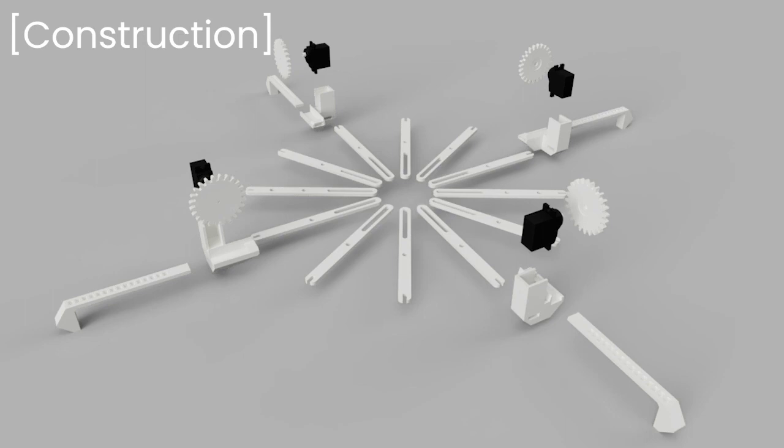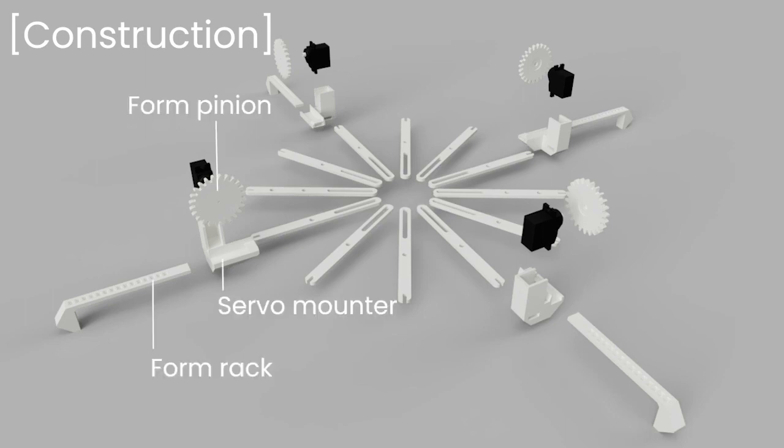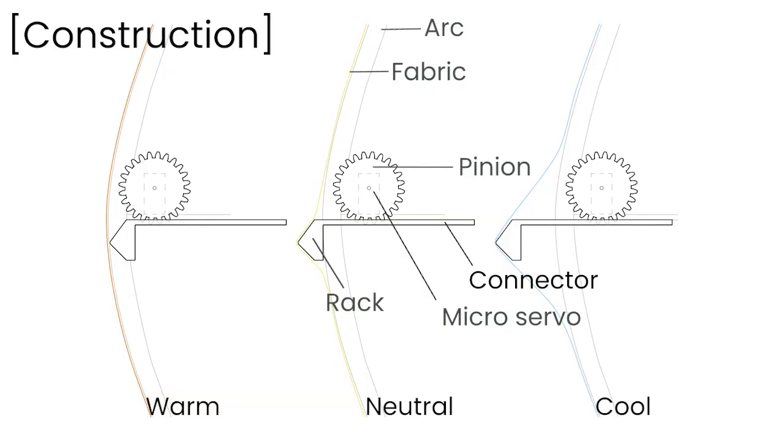The form changing mechanism is also driven by 4 rack and pinion mechanisms with servo motors. The rack with the pointy end is pushed into the fabric cover in varying degrees to change the form of the lampshade.